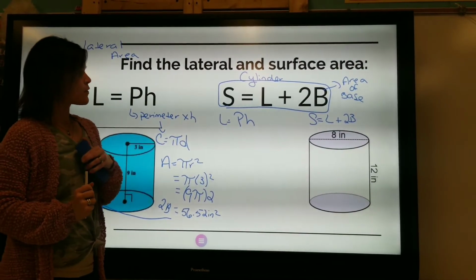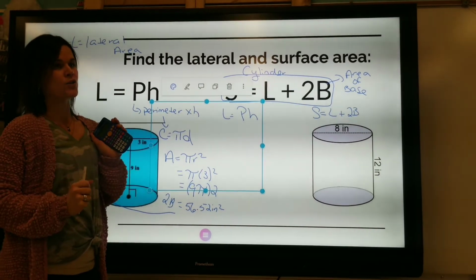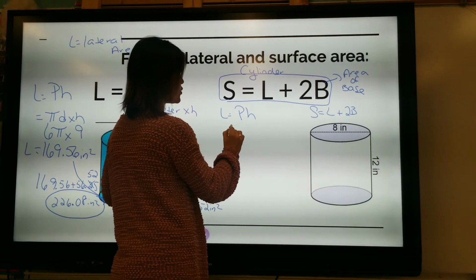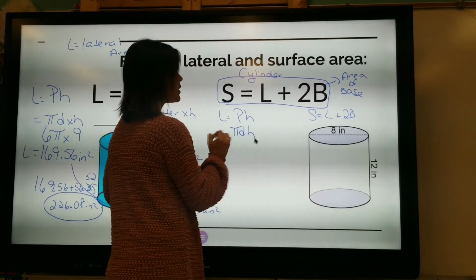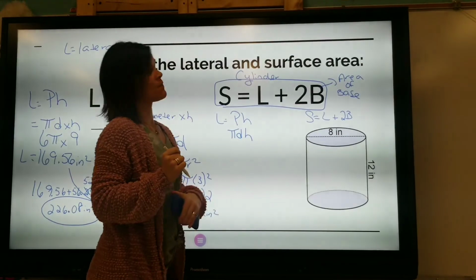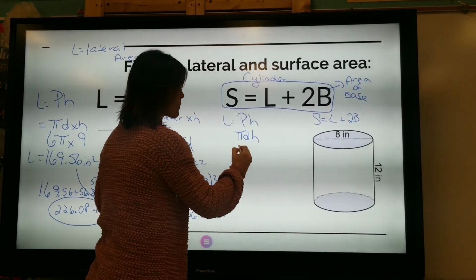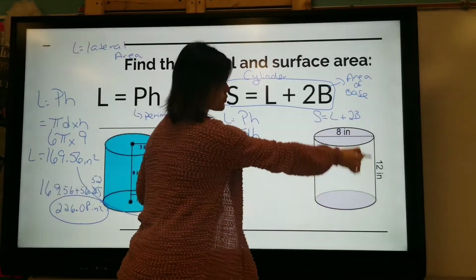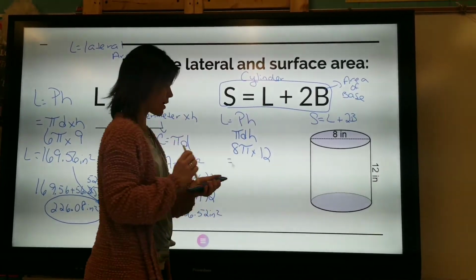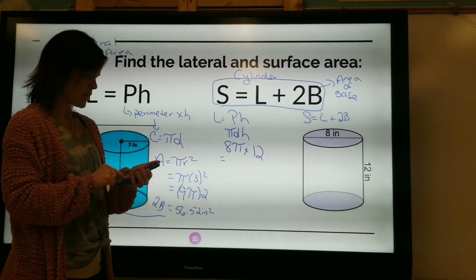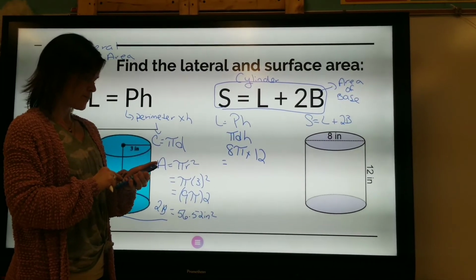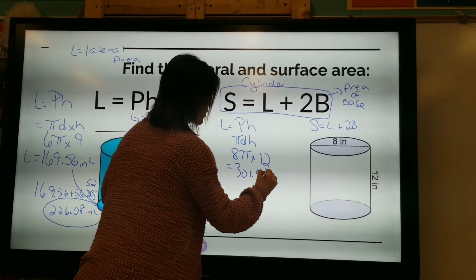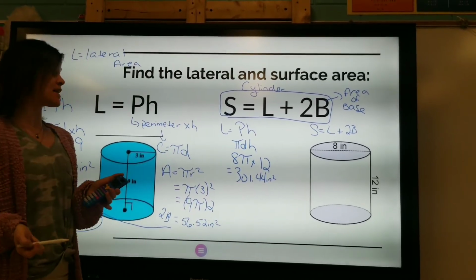So finding your perimeter of your circle, what formula do I use? Ellie, what you got? Awesome. You're going to plug this into your pi times diameter times your height. In this case, I am given my diameter since it goes all the way across my circle. So I'm going to have 8 times pi times my height, which is from circle to circle, 12. All right, I'm going to plug that into my formula. And I get 301.44 inches squared. But that is not my final answer.